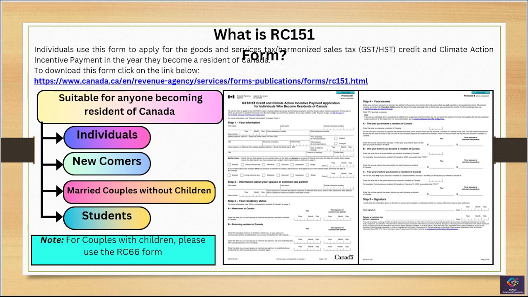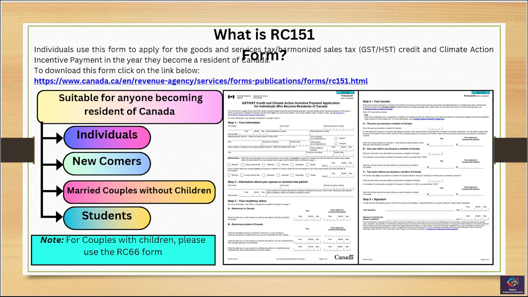Firstly, let's understand what the RC 151 form is. This form is used to apply for the goods and services tax, harmonized sales tax, GST/HST, credit and climate action incentive payment for the year in which you become a resident of Canada.